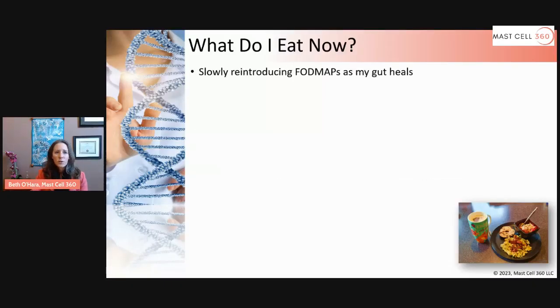I am slowly reintroducing FODMAPs as my gut heals. I've been able to get more Brussels sprouts back on board, and it's coming along. I can dine out in good quality restaurants. I don't eat fast food, but if they have good quality food, then I can eat out, and I probably eat out once a month.